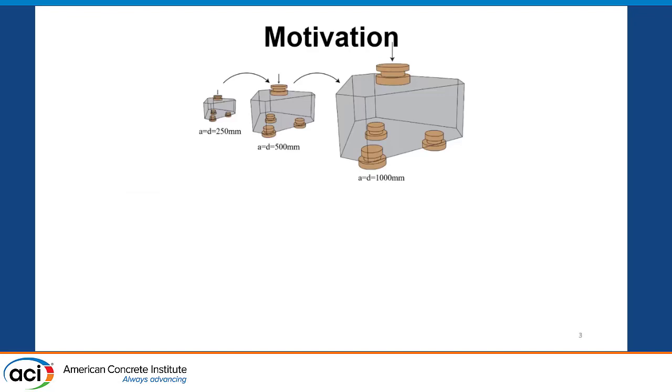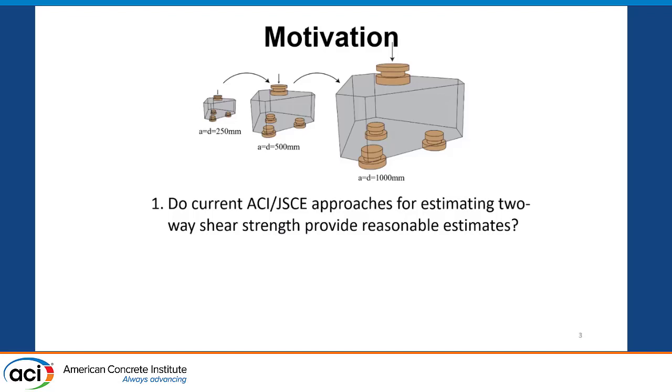So motivation was we had all of these amazing test results from the test program that I just talked about, and we wanted to see how the ACI approach, JSEE approach fared, and if there was a better approach to the conventional strut and tie model, which is what we did, as you were asking about earlier, to design a testing program. So number one question was, do the current ACI JSEE approaches provide reasonable estimates of strength?